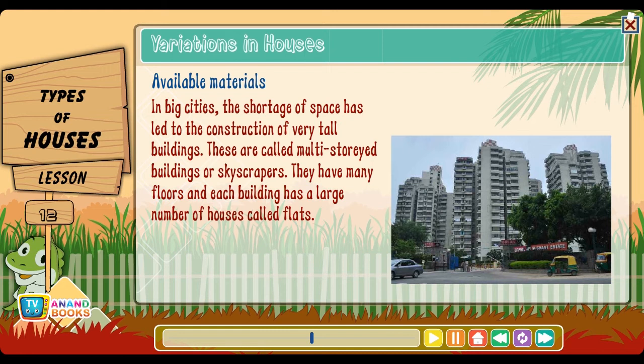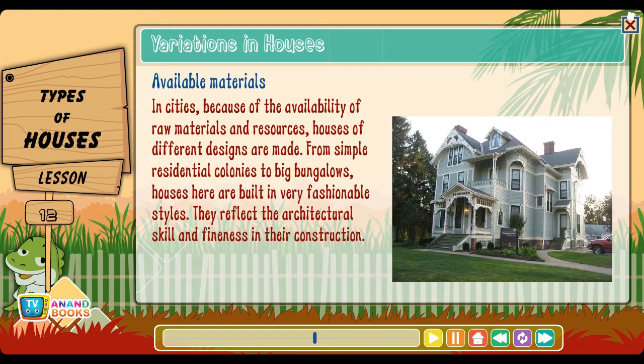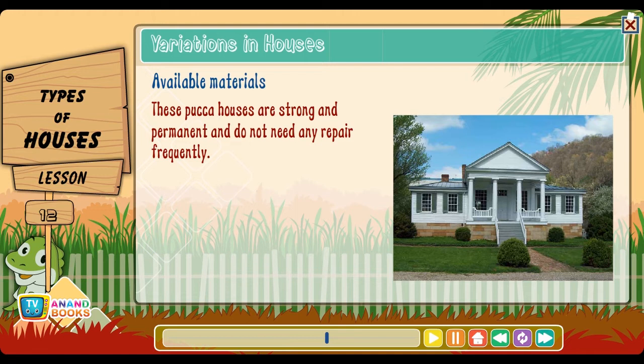In cities, because of the availability of raw materials and resources, houses of different designs are made. From simple residential colonies to big bungalows, houses here are built in very fashionable styles. They reflect the architectural skill and fineness in their construction. These pakka houses are strong and permanent and do not need any repair frequently.